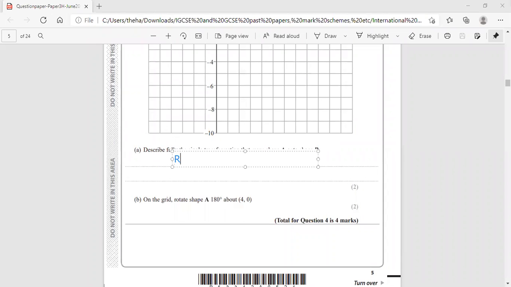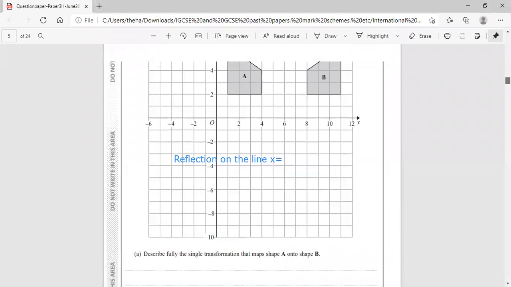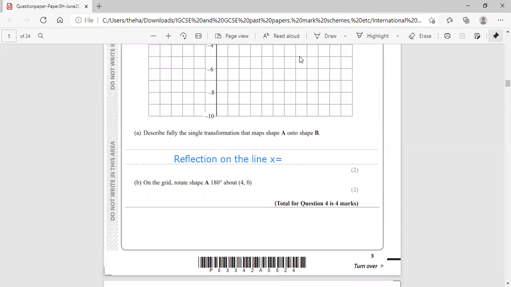So say reflection on the line. So the line is x equals. Let's have a look at the answer. So x equals 6. X equals 6. Okay. So then part B.